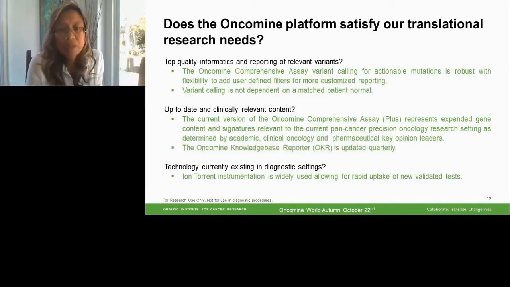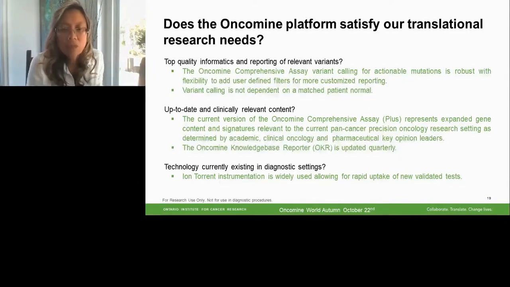The next factor: is there up-to-date and clinically relevant content? The current version of the Oncomine Comprehensive Assay Plus represents expanded gene content and signatures that are relevant to the current pan-cancer precision oncology research setting. And this has been determined by academic, clinical oncology, and pharmaceutical key opinion leaders. We have been really lucky to have been working with Thermo Fisher and to be able to provide input on the current content. Although I didn't talk about the Oncomine Knowledge Base Reporter in this session, this module used to be updated quarterly, but I understand now that it's updated monthly.